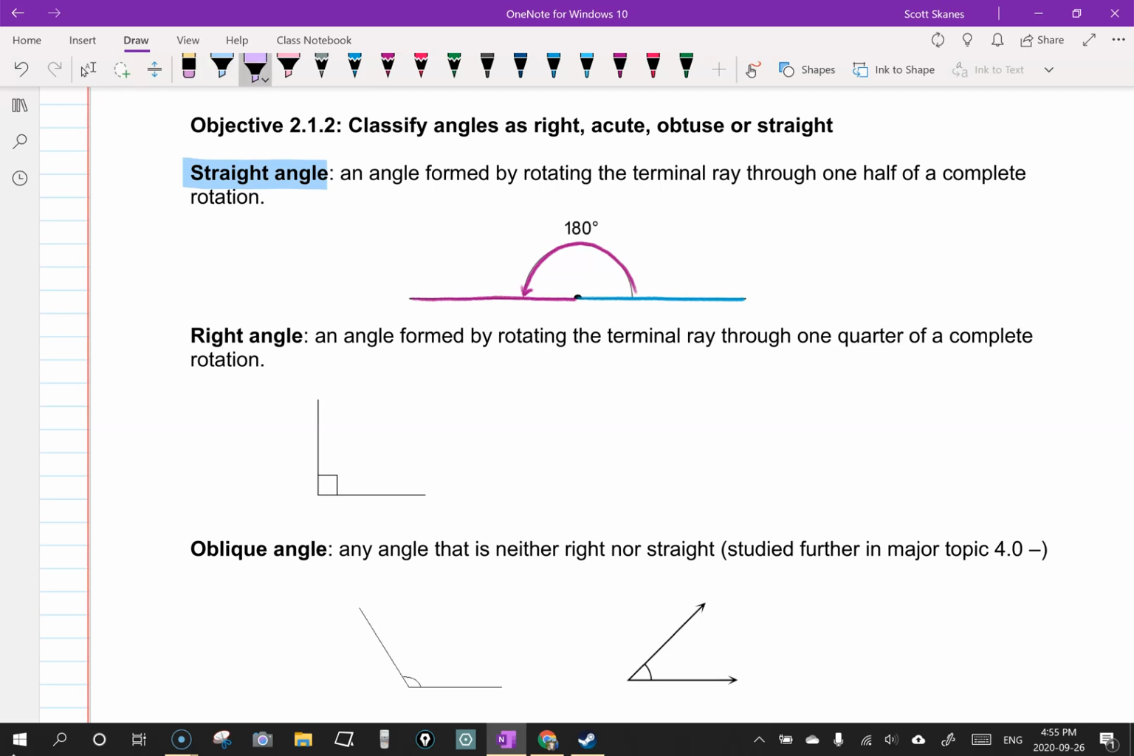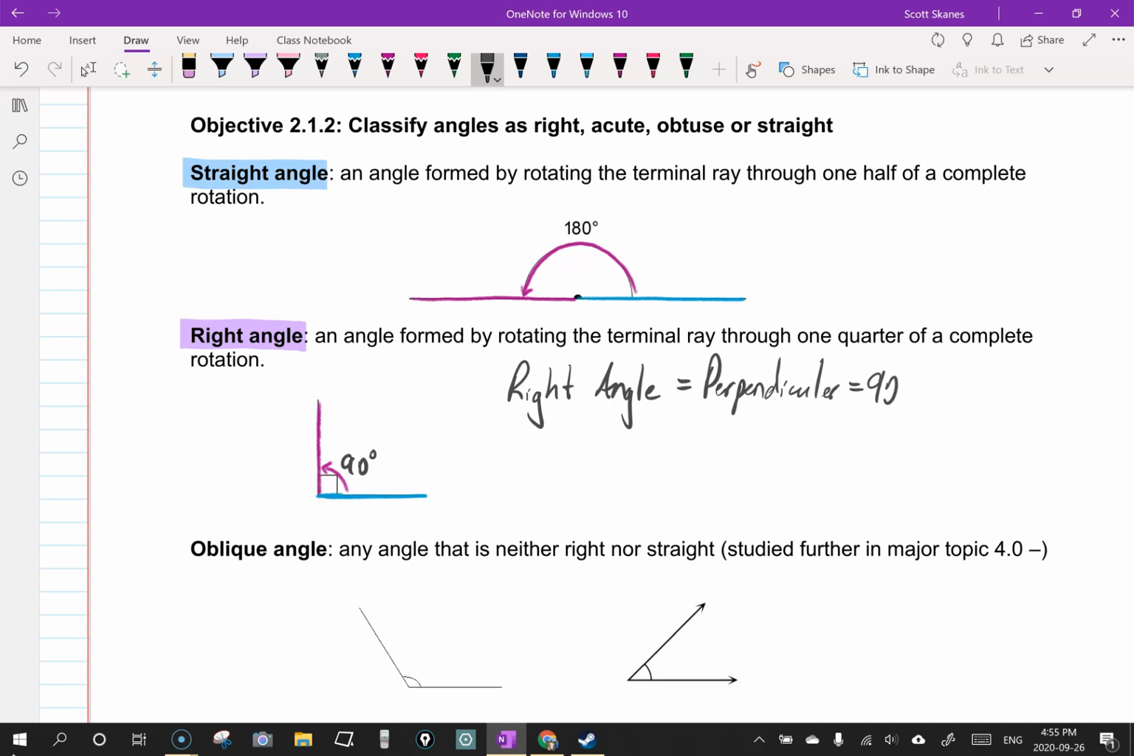The next one we'll call a right angle, which you've probably seen before. A right angle is this idea that we have a perfect 90-degree corner. So it's an angle formed by rotating the terminal ray through 1/4 of a complete rotation. So the terminal ray here we'll just color in blue. And then if we were to pull it up and end up with a second ray straight up from it, perpendicular, it would be 90 degrees. So right angle, you'll see a lot of times being called perpendicular as well.